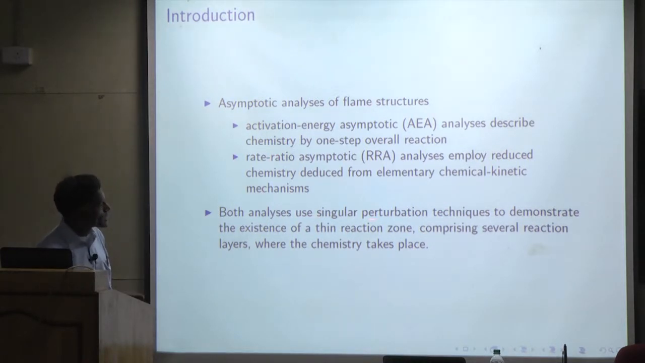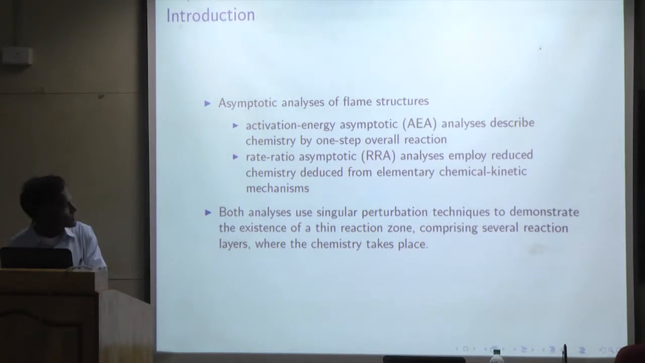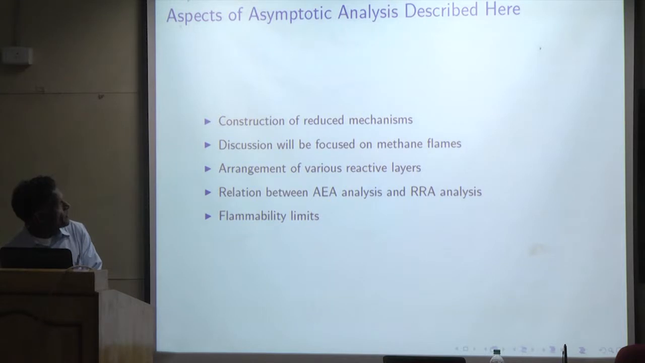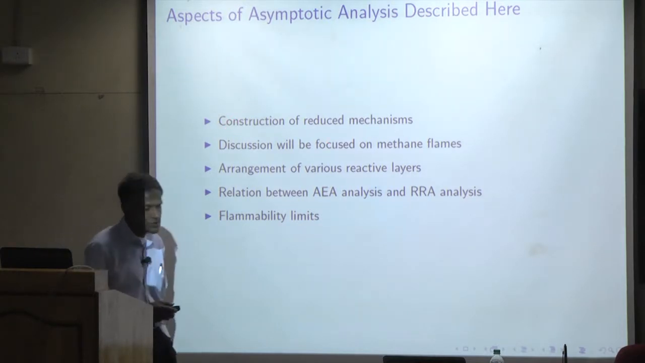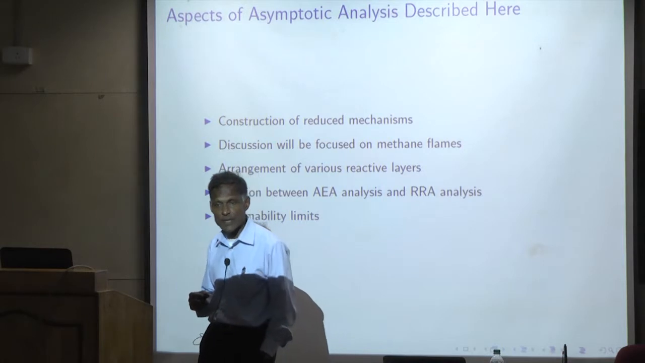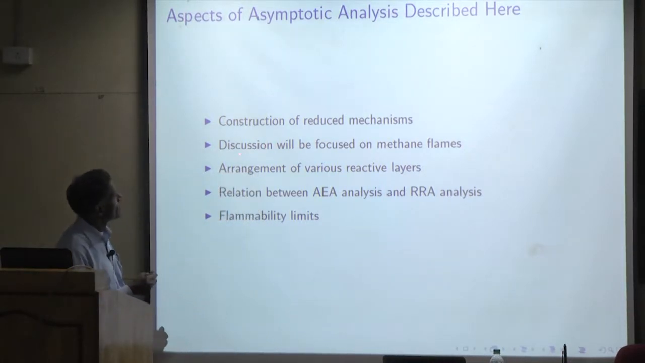Both analyses use singular perturbation techniques to demonstrate the existence of a thin reaction zone comprising several layers where chemistry takes place. I said this before, just repetition. So today, what I'm going to talk about first is the construction of reduced mechanisms, that is, how one actually derives reduced mechanisms. And next, the focus is mainly on how one does rate ratio asymptotics in methane flames. So that would be the focus, okay?